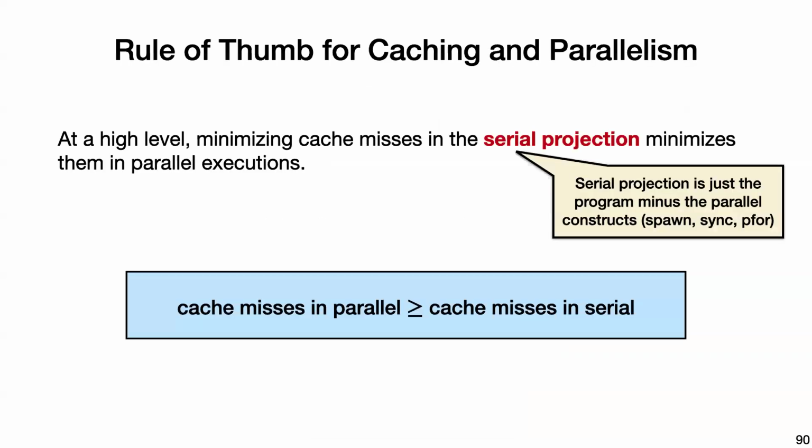So next, this is not a theoretical thing. We're just going to do caching and parallelism from a practical perspective. In reality, we want to make the code both cache friendly and parallel, because then we can use the most of our machine. In practice, we minimize the cache misses in the serial projection, which is if you write the parallel code with spawn and sync, you just remove the spawn and sync keywords. That should be a correct algorithm, just top to bottom. And the cache misses in parallel are at least the cache misses in serial, because it's not really clear how it would be less.